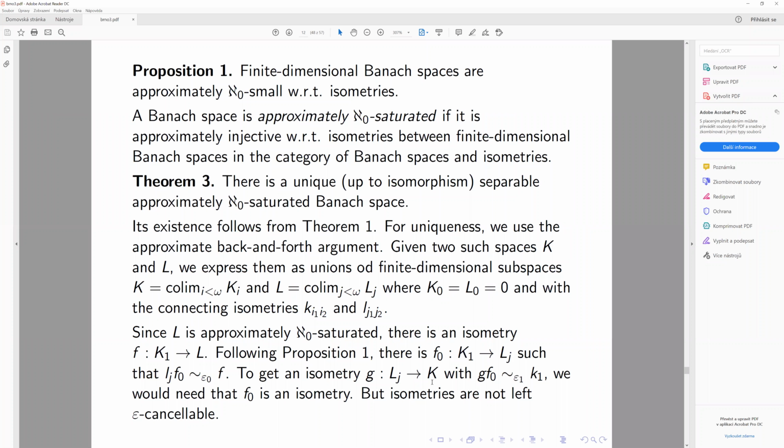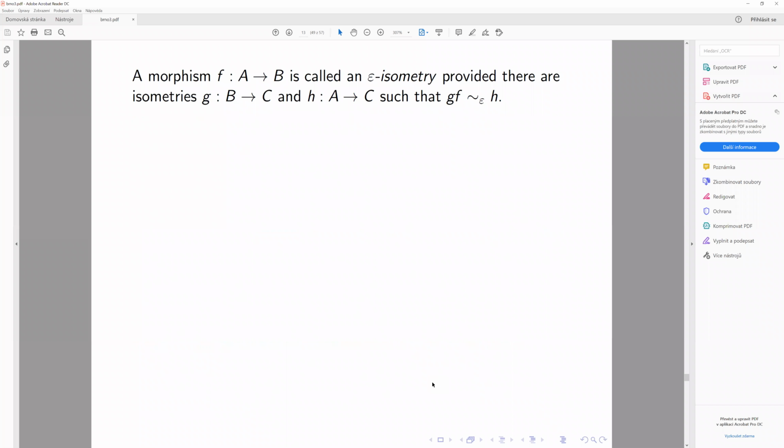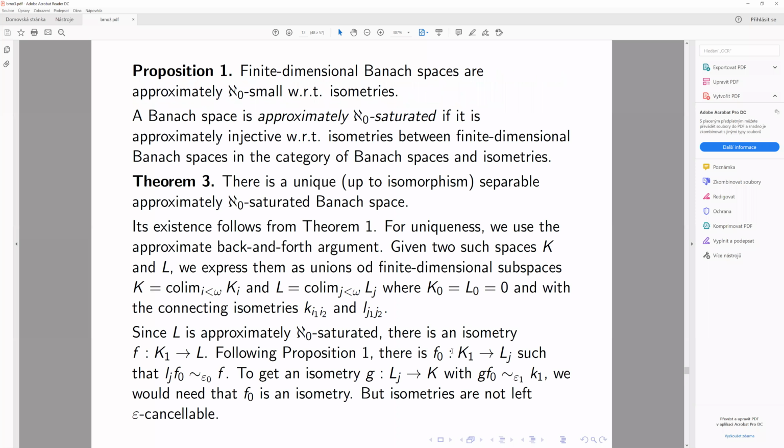So what's the cure? The cure is that I define an epsilon isometry, and this is precisely what you get. Something is an epsilon isometry if you can complete it to isometries up to epsilon. This is exactly what we obtained there. This G is an epsilon isometry here, not an isometry, because that's all obtained from injectivity.